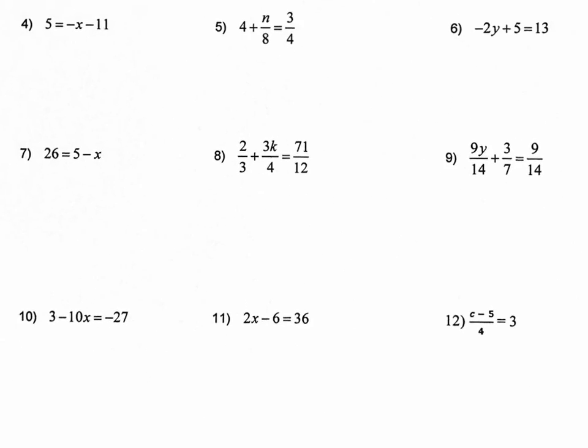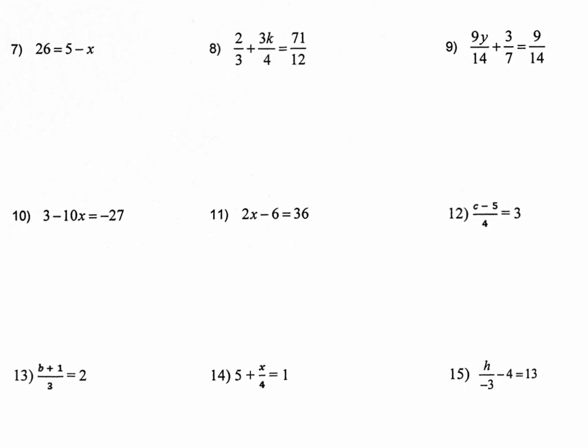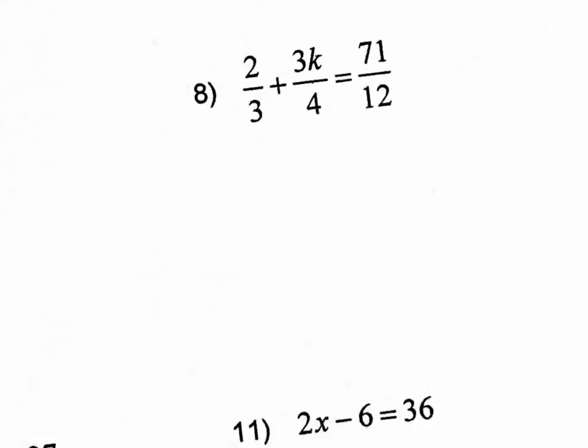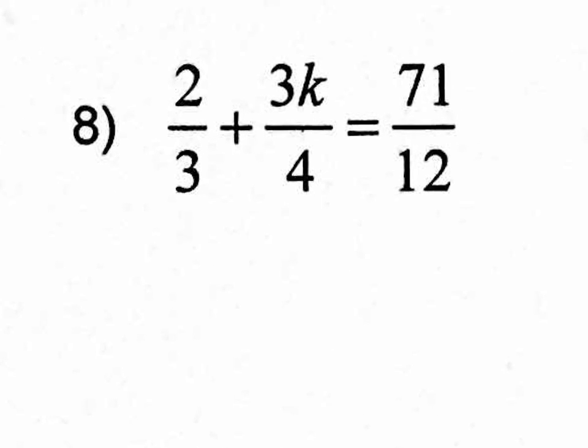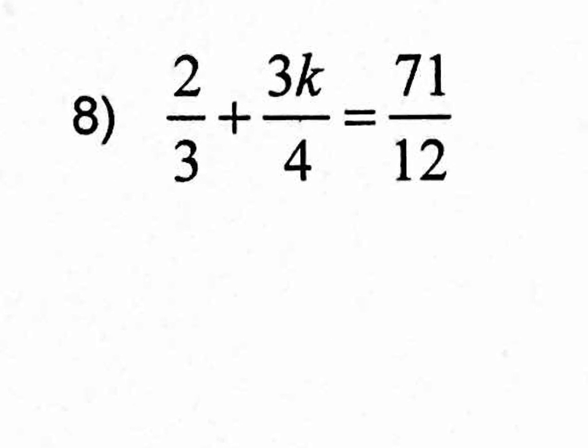So let's just take a look at number 8. What would you do on number 8? Get rid of all the fractions. Now, how would you get rid of all the fractions? By multiplying by the LCD. Now, if you think about 3, 4, and 12, what's the least common denominator on 3, 4, and 12? 3. Actually 12.